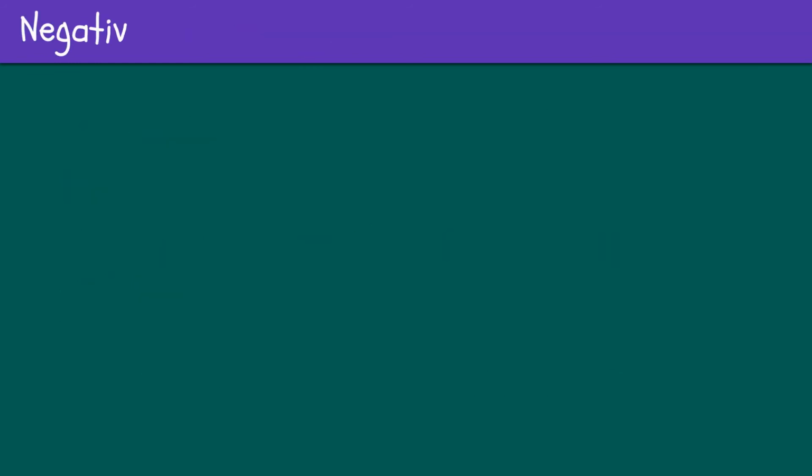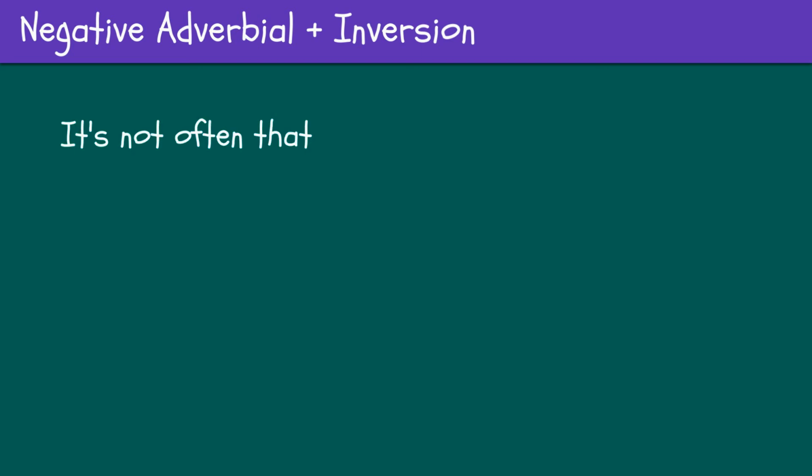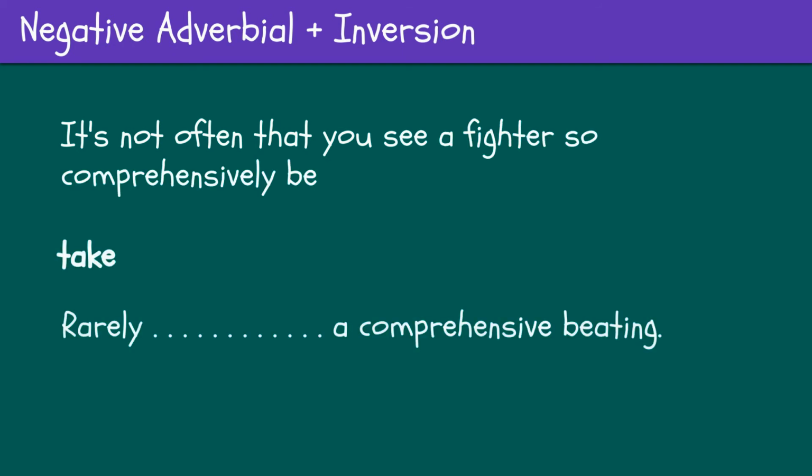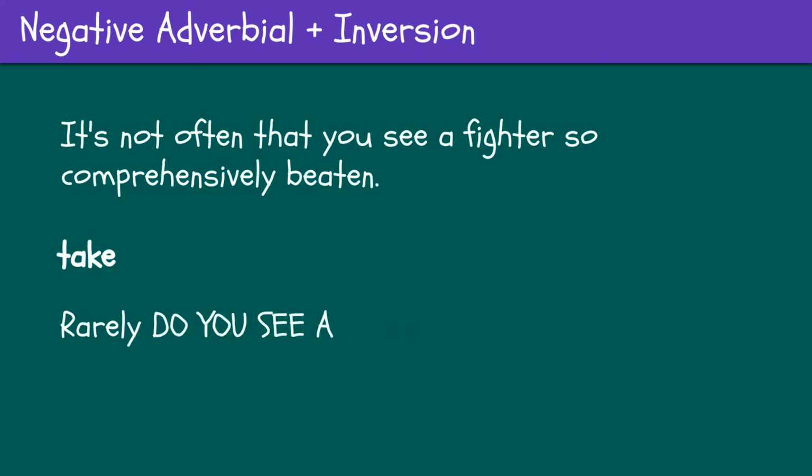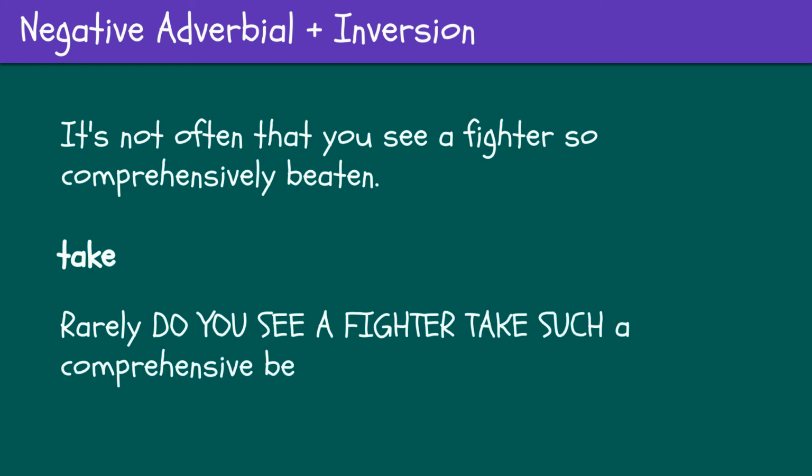Using negative or restrictive adverbials at the beginning of a sentence will often require inversion. That means using interrogative word order. It's not often that you see a fighter so comprehensively beaten. In this sentence, we also need to replace the verb beaten with the paraphrase to take a beating. Rarely do you see a fighter take such a comprehensive beating.